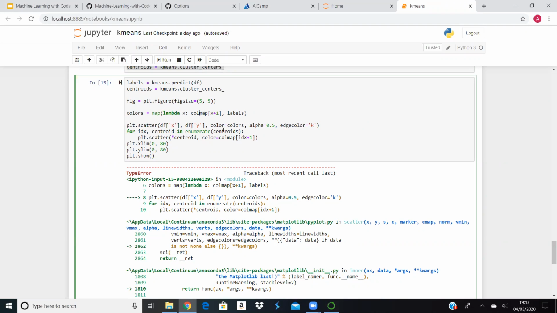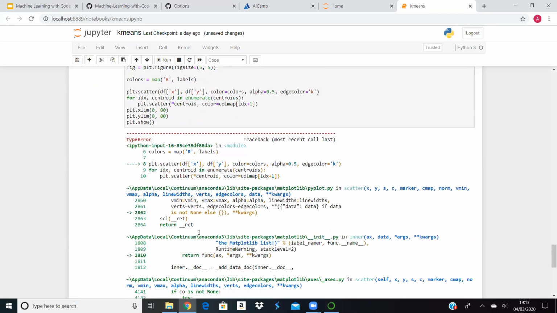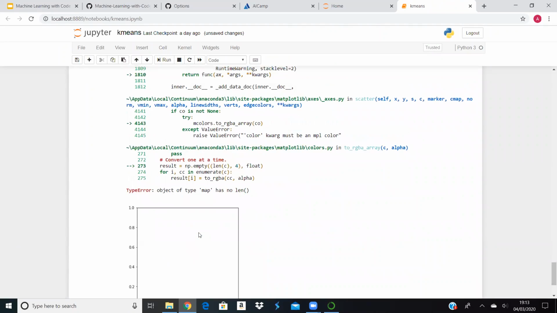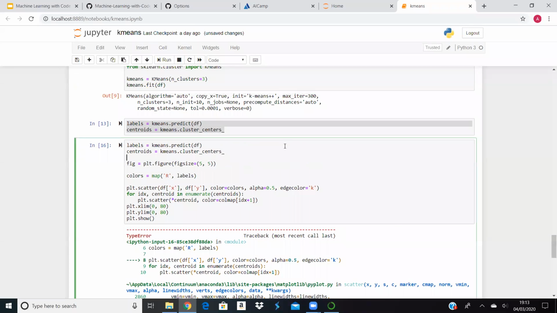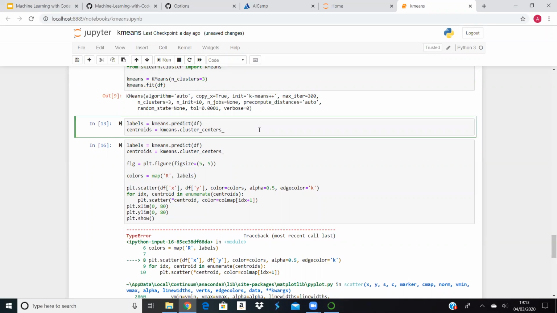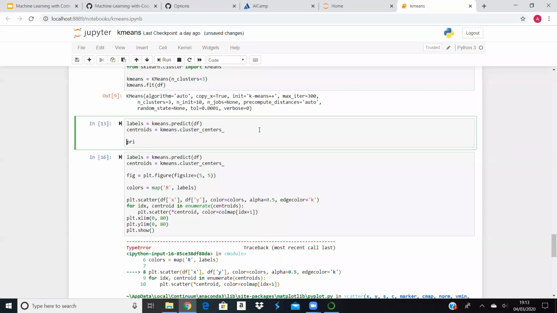So I have to check. This is some incorrect code here. Let me just check something. I'll correct this code and I'll send it across. I'm sorry, this is some mismatch in the print, but we can just print labels and see labels and centroids, how they have been calculated.